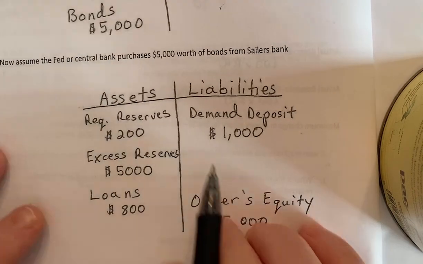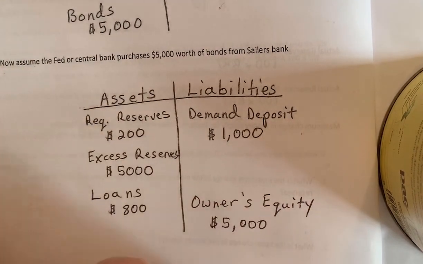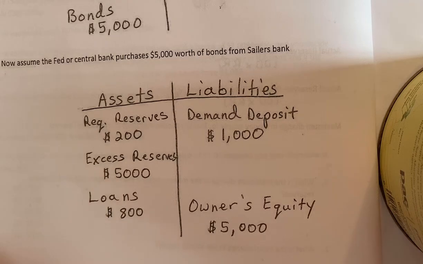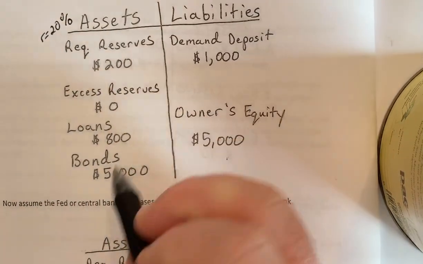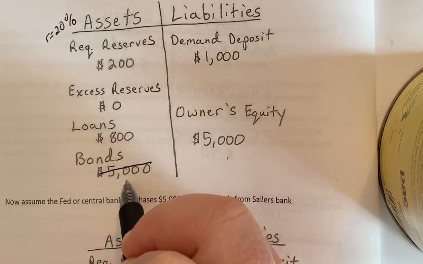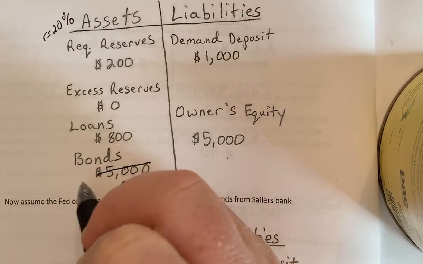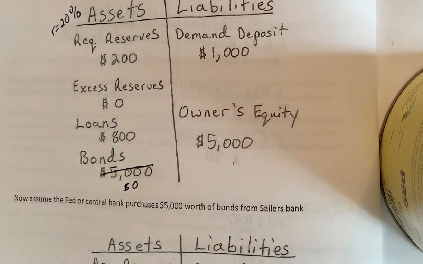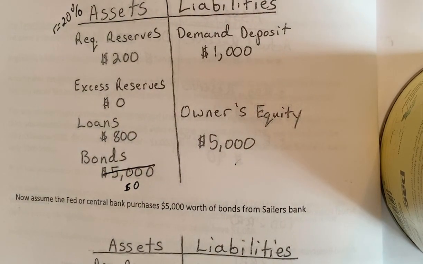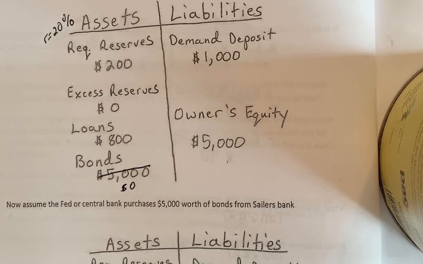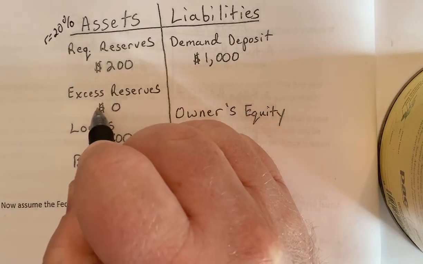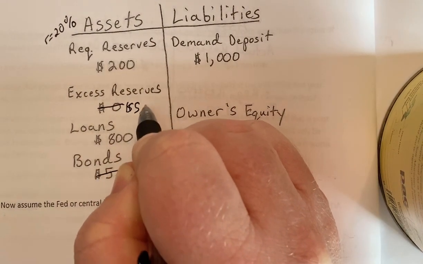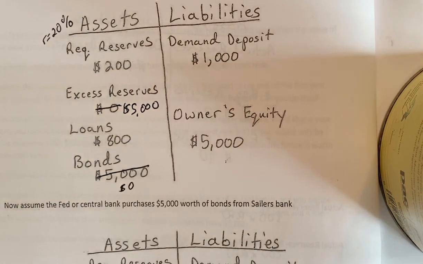All right, so now assume that the Fed or central bank purchases $5,000 worth of bonds. So they're going to buy all of these bonds. And so that becomes zero. And now, since they bought the bond, the bank now has $5,000 in cash. Where does that go? Is it a demand deposit? It is not, I repeat, not a demand deposit. So all $5,000 of it can go into excess reserves.